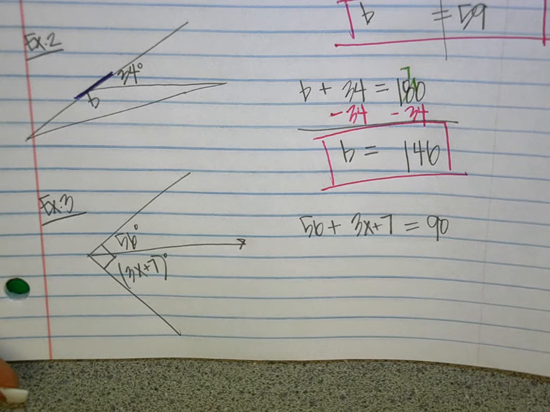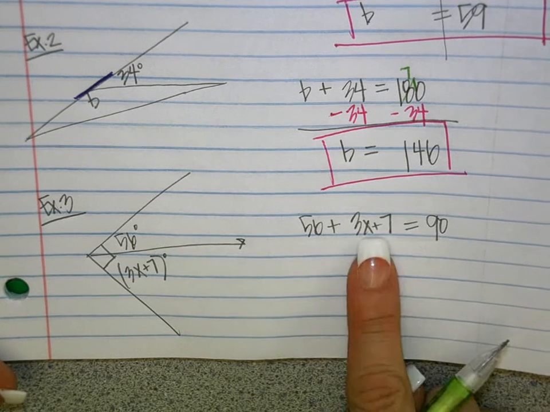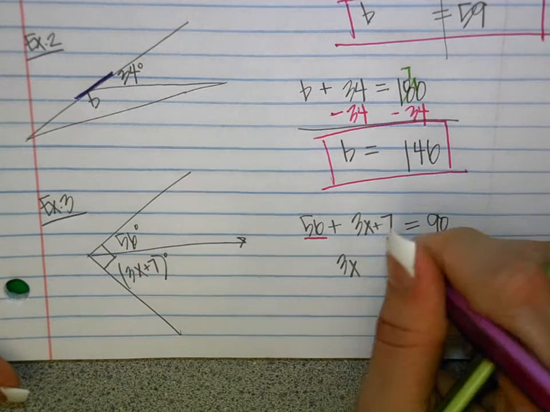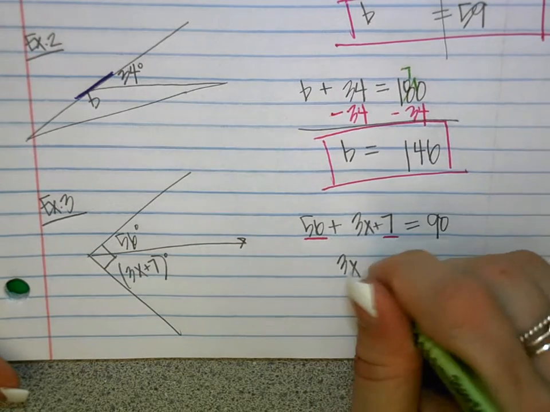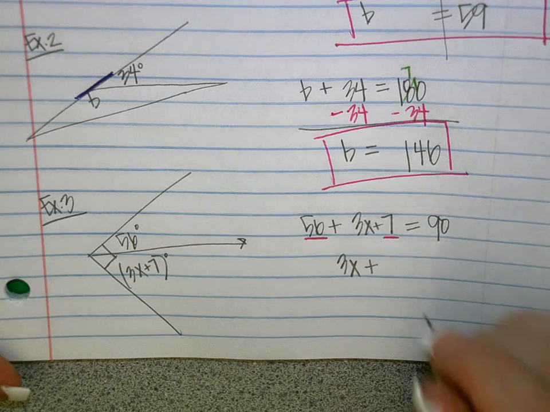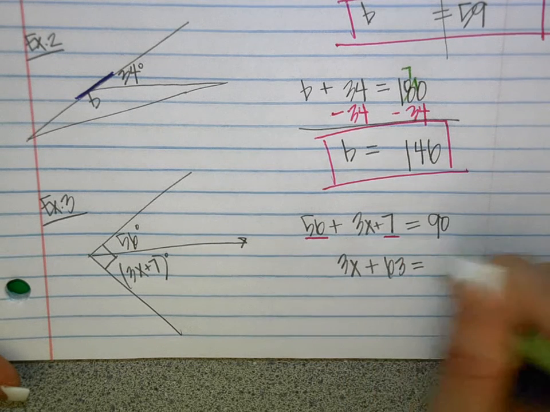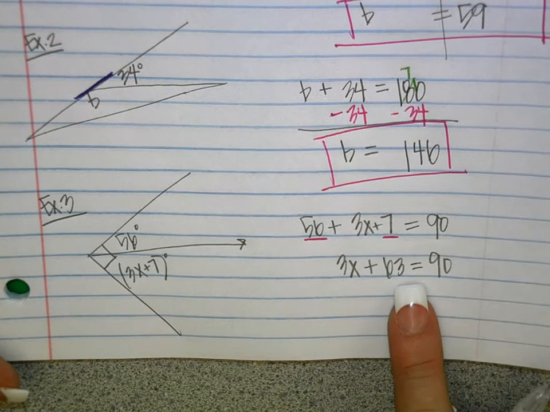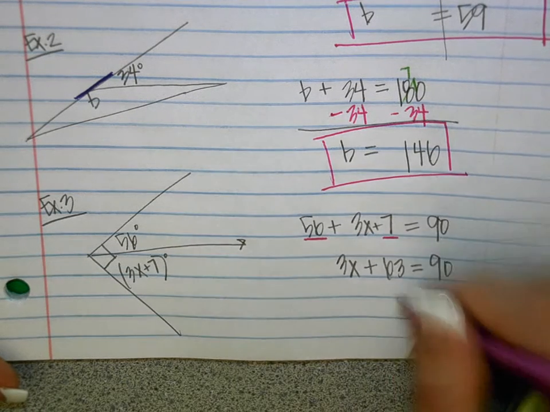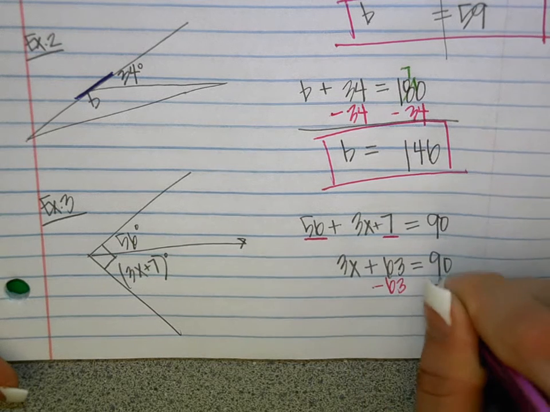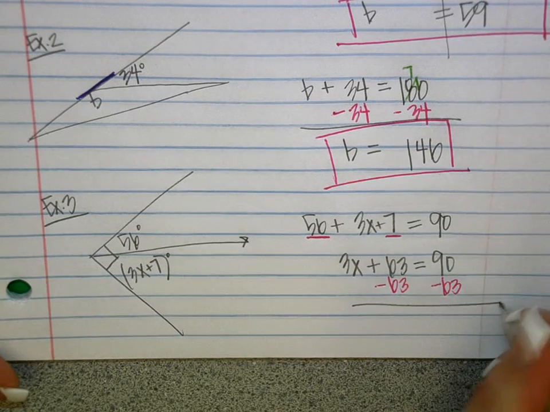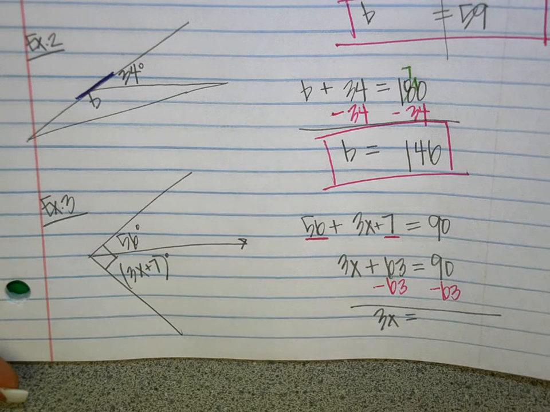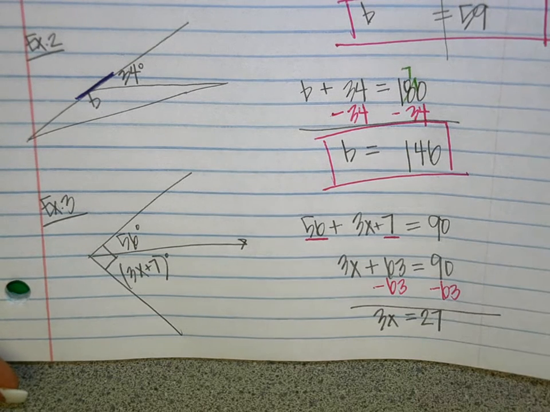Then we're going to combine our like terms. There's nothing that goes with 3x, so it's just going to stay by itself. 56 plus 7 gives you what? 63 equals 90 degrees. Then we want to undo this. So start by subtracting the 63. When you subtract 63, we got 3x equals, what's 90 minus 63? 27. Use your borrowing and carrying if you need to.